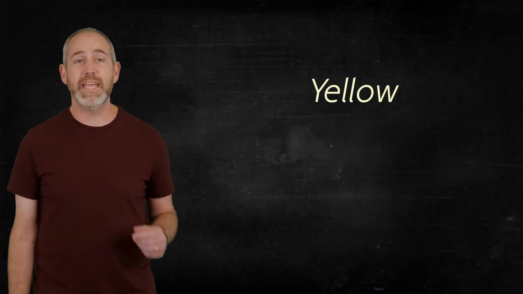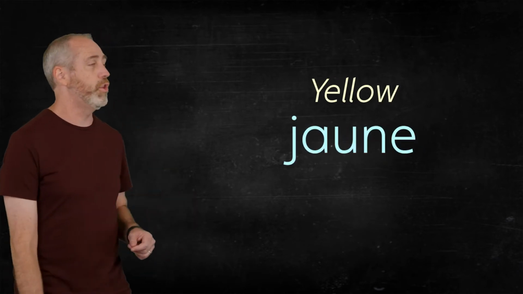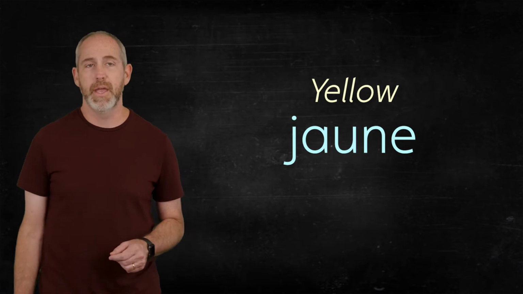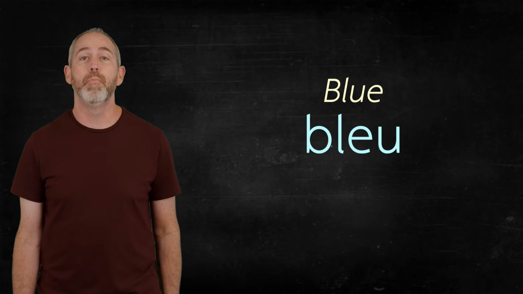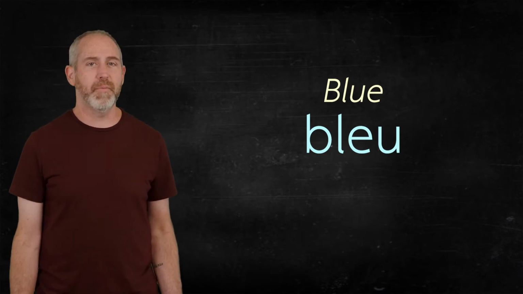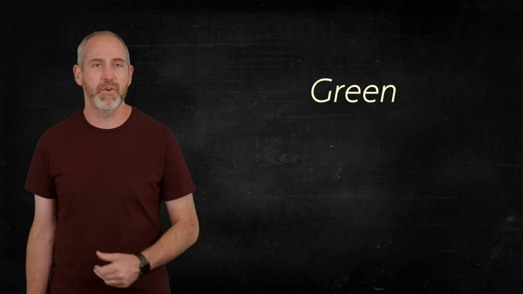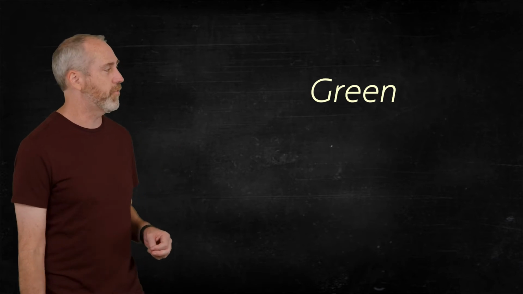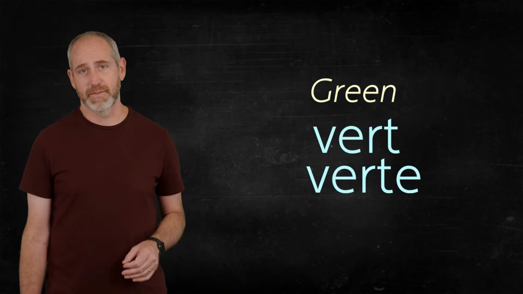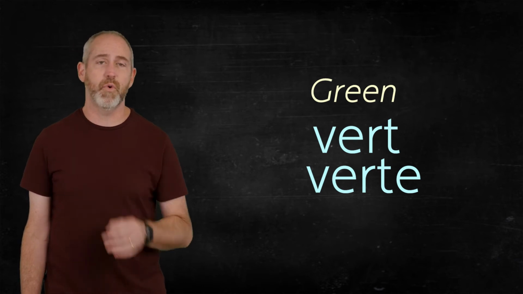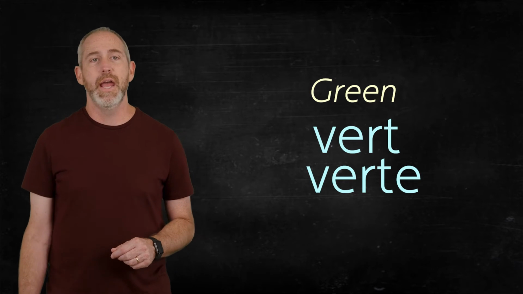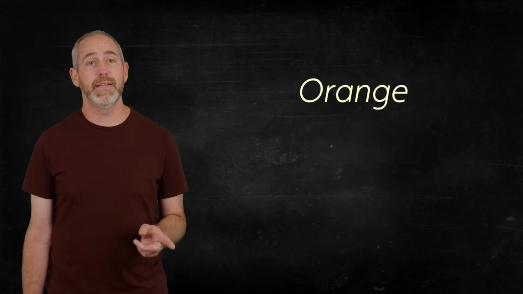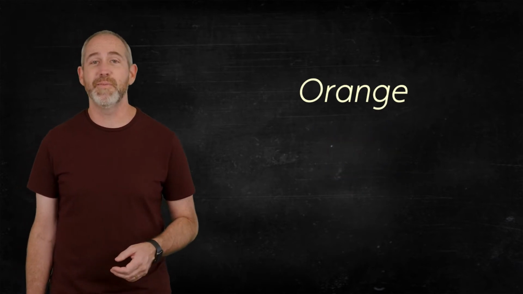Now let's go to yellow, which is jaune. And blue is bleu. All right, up next is green. And green, I'm going to give you two forms of green. First of all, we have vert and we have verte, which is the feminine form. We just simply put an E on that to make it feminine, okay? Now, orange is pretty easy. It looks the same as it does in English.